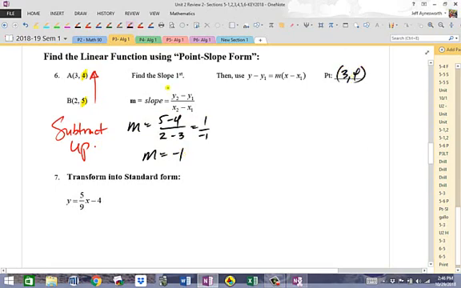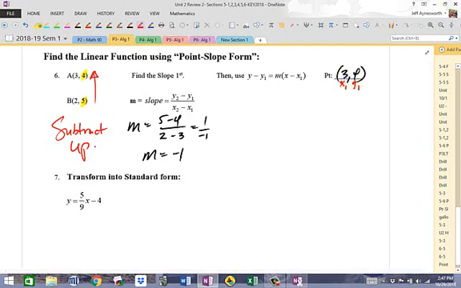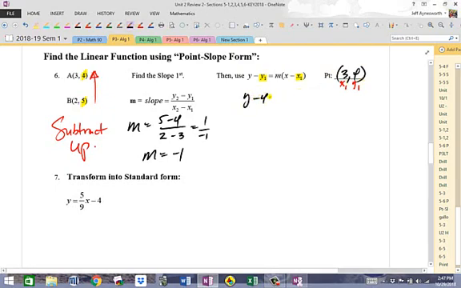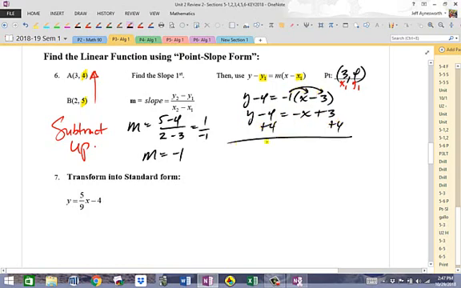You got to choose one of these 2 points, so just pick one. Remember this stands for x1, y1. When you substitute it in, you put them into their proper locations. So y minus the y coordinate of 4 equals -1 times x minus 3. Distributing through, be careful on the second distribution, there's a double negative. Add the opposite, and you get y is equal to -x plus 7.